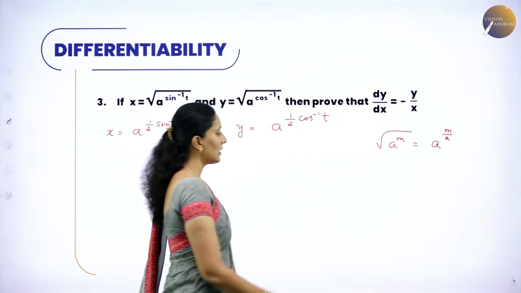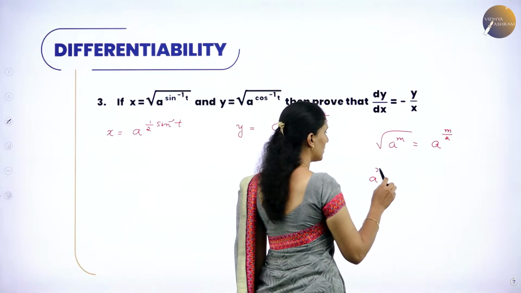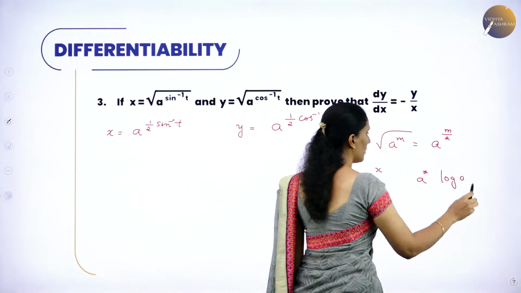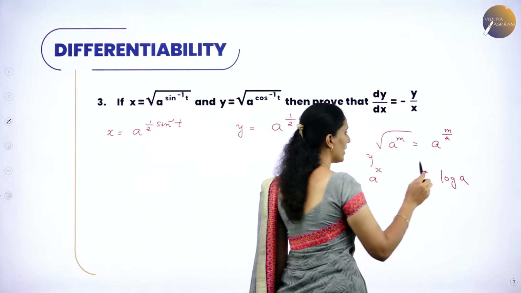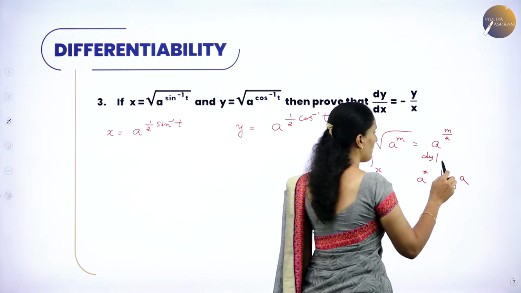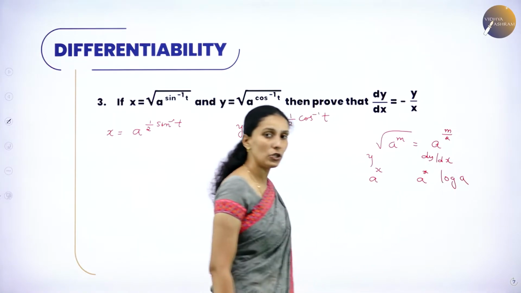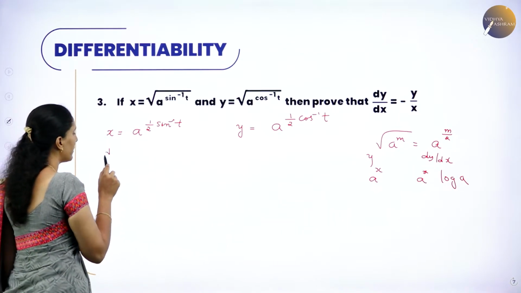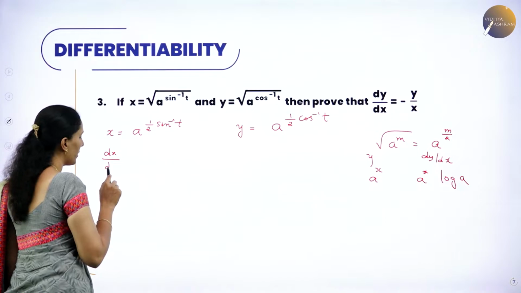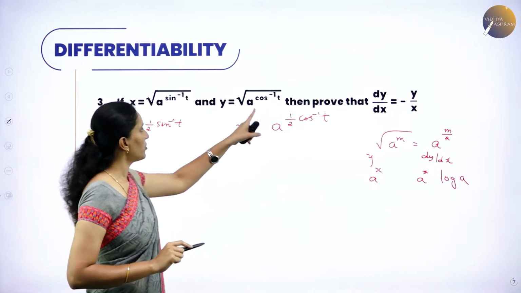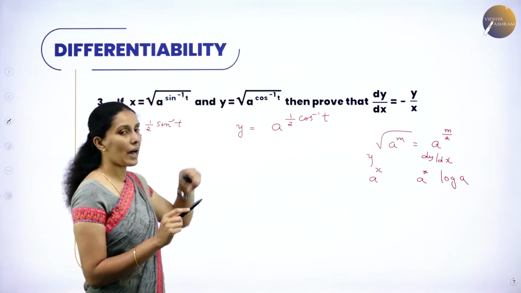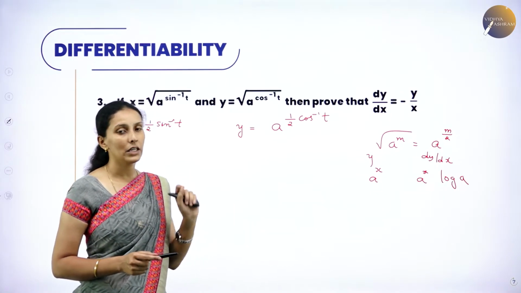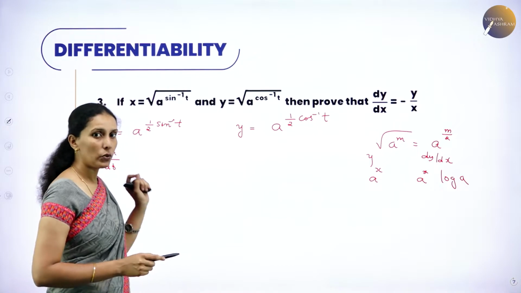Now what is the derivative of a^x? It is a^x log a. So whenever y is a^x, dy/dx of a^x is a^x into log a. That is why here I am differentiating with respect to t, because this is clearly a parametric function. Both x and y are expressed in terms of t. That is why you have to differentiate the equations with respect to t.